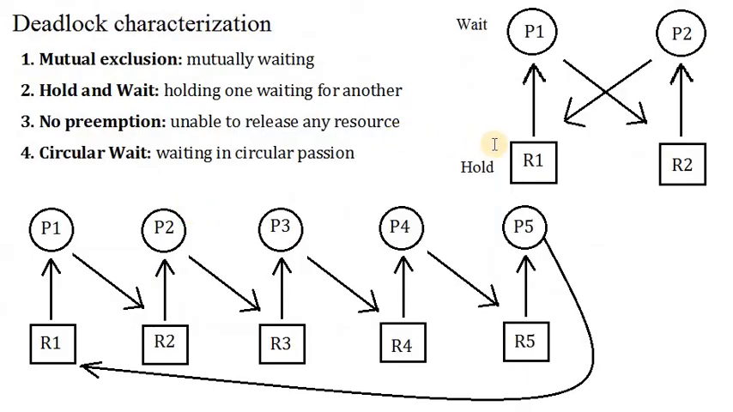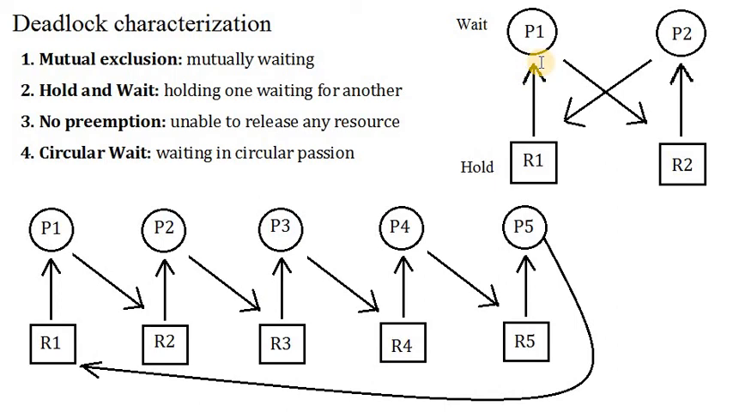Let us see. When will R1 be released? When P1 gets completed. Only when P1 gets completed will R1 be released voluntarily by P1. Otherwise, R1 can't be released. Similarly, R2 can't be released because R2 is held by P2. Whenever P2 gets completed, only then will R2 be released. So in this no preemption, we are unable to release any resource until P1 or P2 completes its execution.